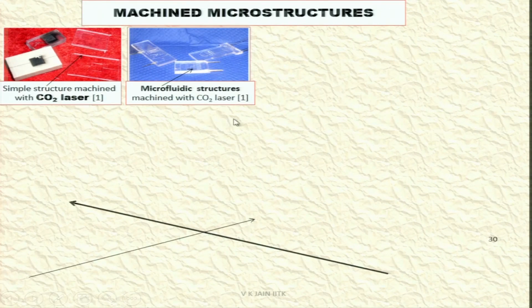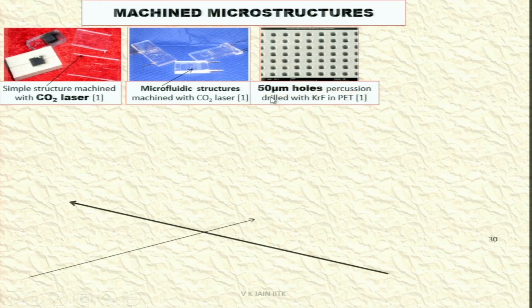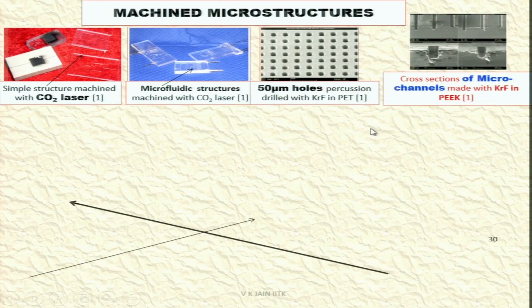Machined microstructures: you can see here a simple structure machined with CO2 laser, a microfluidic structure. These are made on this transparent material. Here are the 50 micron holes, percussion drilled with KrF, then the cross section of micro channels that are machined over here.